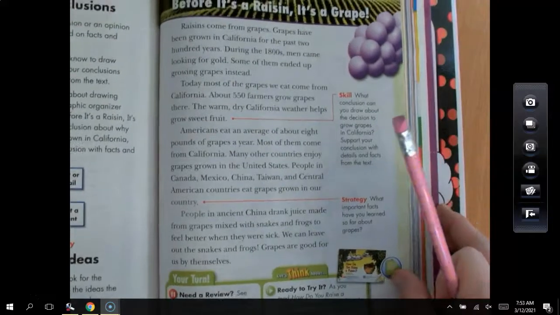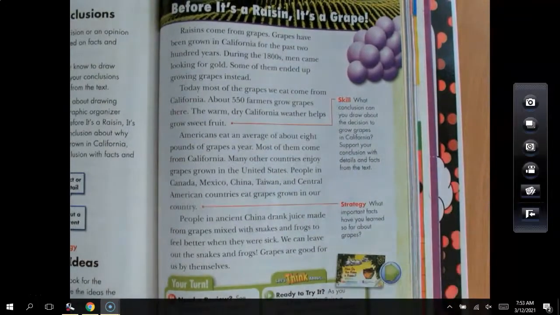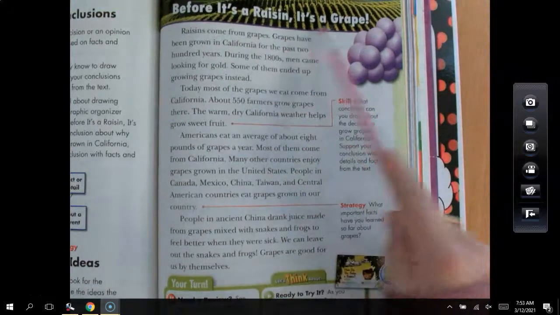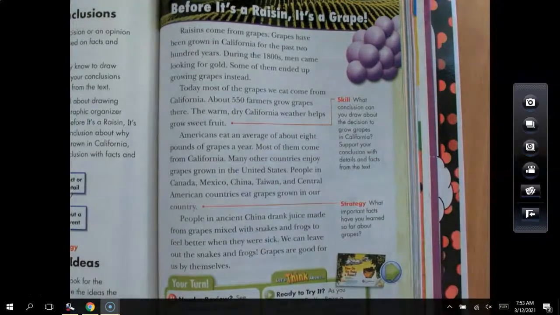So go ahead and turn to page 375 in your reading textbooks. Okay, before I begin reading, before it's a raisin, it's a grape, here's what I want you to think about. I want you to think about what conclusion you can draw about making your own raisins. What conclusion can you draw about making your own raisins?